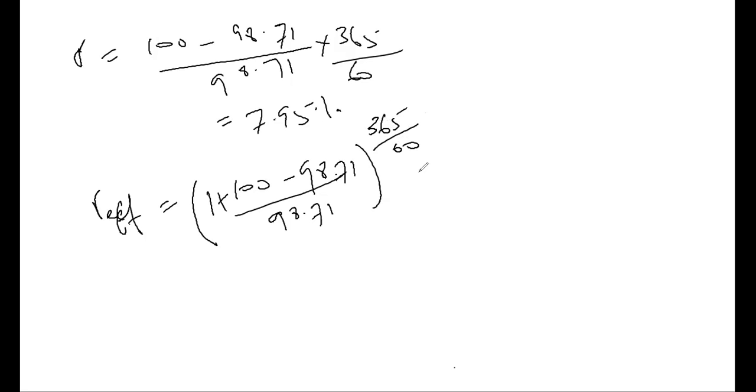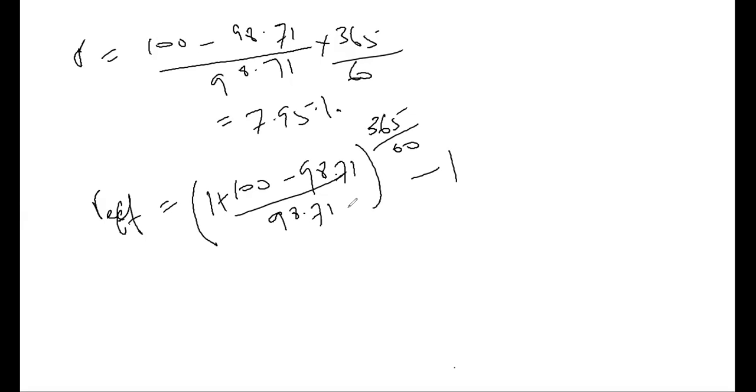365 over 60 minus 1. So when you do this section right here, you're going to get pretty much what you had before. Then you add 1 to that. So that would be 100 minus 98.71, and then you divide that by 98.71. So that you add 1. And then you're going to raise that to what? 365 divided by 60.